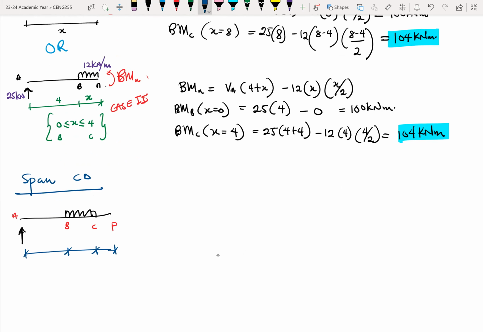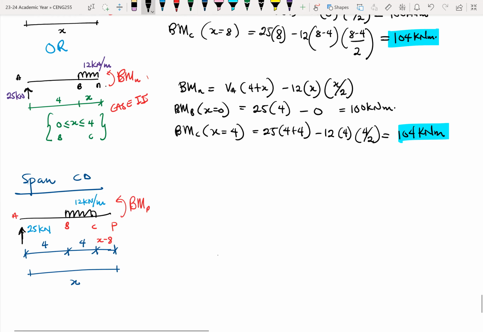So here's 4. This is also 4 meters. And this whole thing is x. Then here's x minus 8. And then we have all the reactions. This is 12 kilonewtons per meter. This is 25 kilonewtons. We have all of that over here. So we want to find this moment, BMP, bending moment at P.